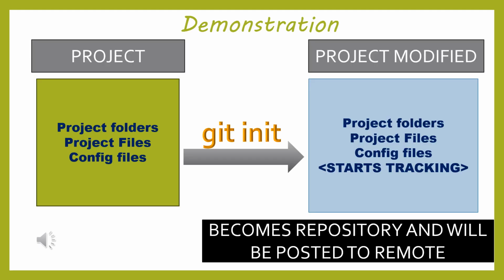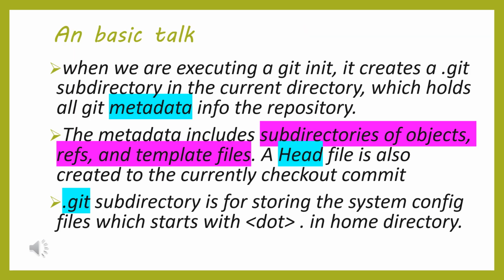Consider a normal project on the left side. You have project folders, project files, and config files. When we run git init, what happens? The project folders, project files, and config files remain the same, but there is an extra folder, which will be stored for the tracking. The file tracking process and version tracking process start from this step. It becomes a repository and can be posted to a remote by using the git add, git commit, and git push commands. A basic talk.